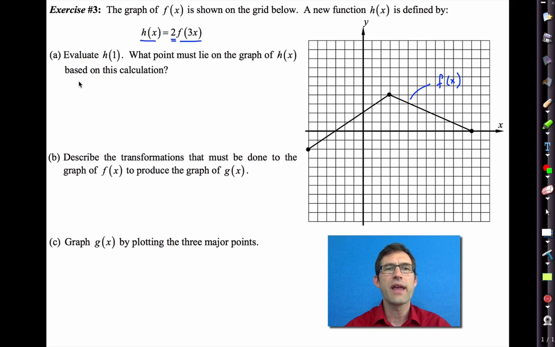Letter A says, evaluate h of 1. What point must lie on the graph of h of x based on this calculation? Why don't you go ahead and do that? Pause the video now.